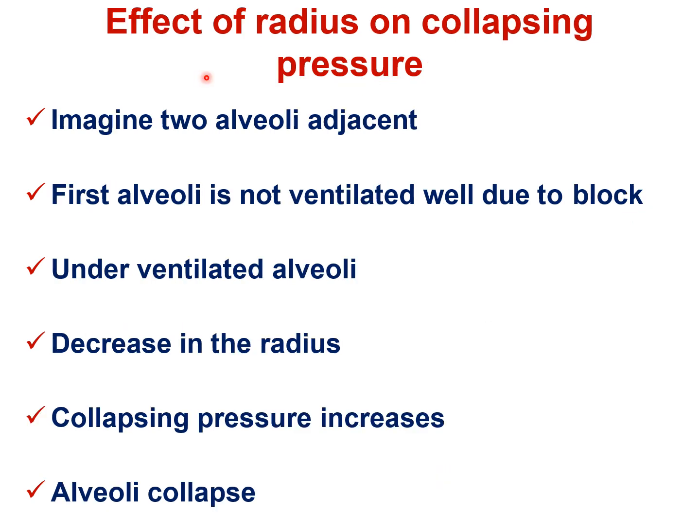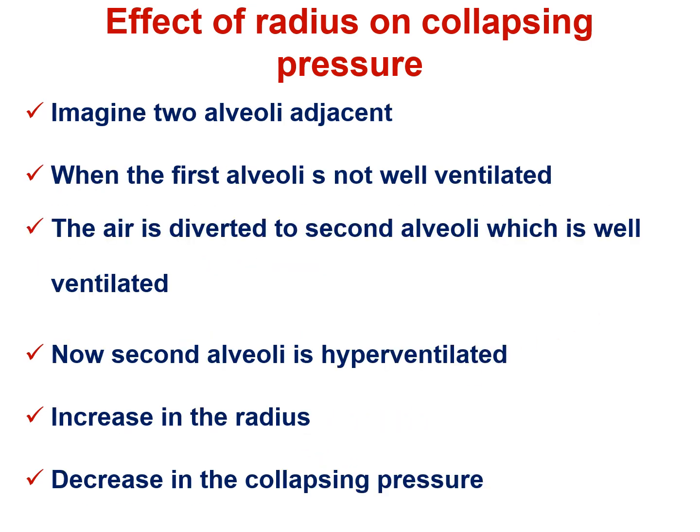If we see the effect of radius on collapsing pressure, imagine two alveoli which are placed adjacently, and the first alveoli is not ventilated well due to a block. That leads to underventilated alveoli, which again leads to decrease in the radius of the alveoli. If the radius is decreased, the pressure increases because they are inversely related, and the alveoli will collapse. Because the collapsing pressure increases, surface tension increases, the alveoli will be collapsed.